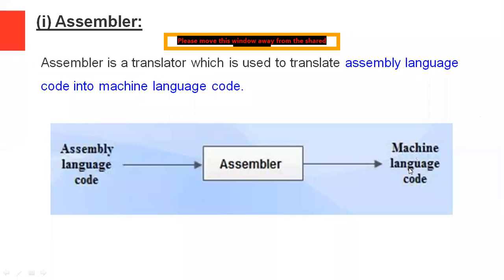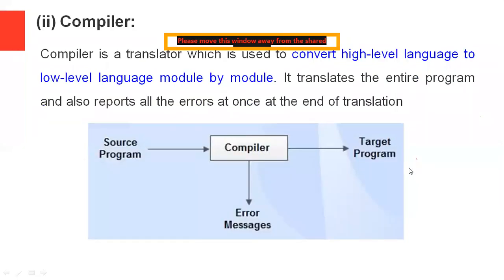So what is the next one? Compiler. What does the compiler do? A compiler is a translator which is used to convert high level language into assembly level language, that is low level language, module by module. For example, if the given program in high level language has different modules, we can convert that high level language into low level language module by module by using the compiler.